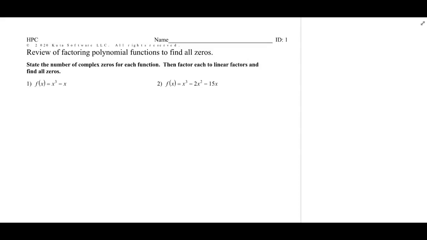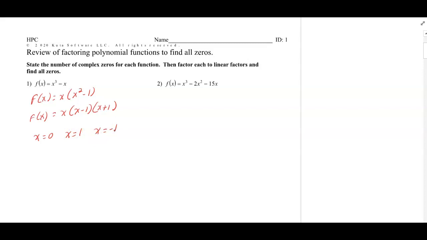So if you look at problem number 1, the first thing you should notice is you can factor out the x, so then you get x squared minus 1, and then it's x minus 1, x plus 1. So there's the completely factored form, and then the zeros are x equals 0, x equals 1, and x equals negative 1.